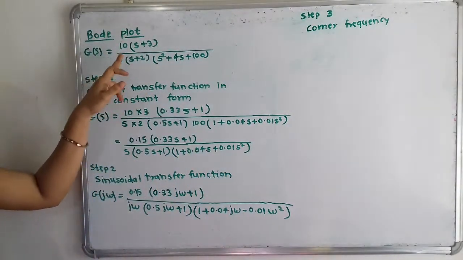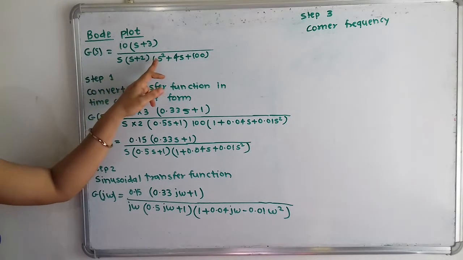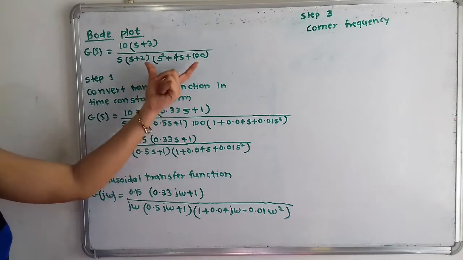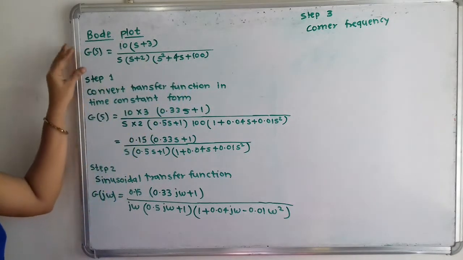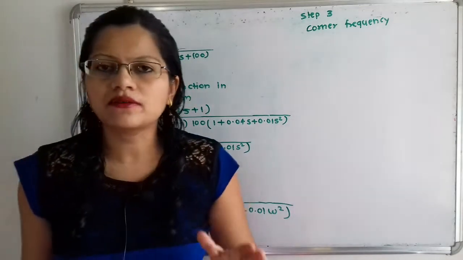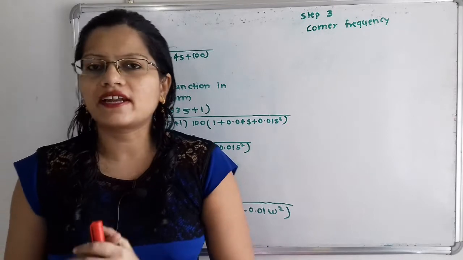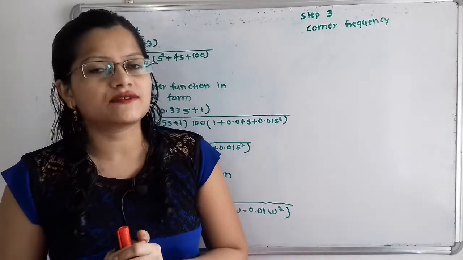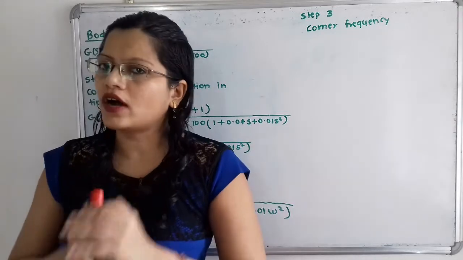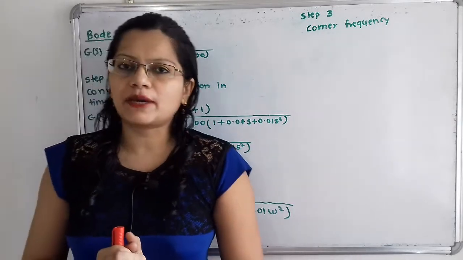G of s is equal to 10 (s plus 3) divided by s (s plus 2)(s square plus 4s plus 100). So this is the second order equation, and this equation is special for this question because for this second order equation, how to find the corner frequency as well as how to find the phase angle phi is important to understand. Now we will move to the step by step procedure.